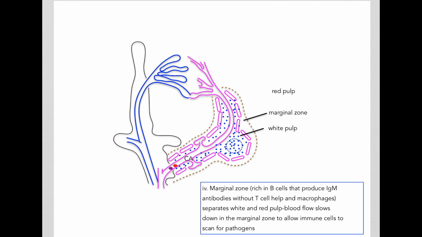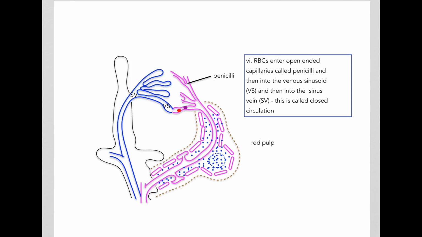So as the blood flow approaches the marginal zone area, the blood flow slows down, and the slowing down of the blood flow in the marginal zone allows these immune cells to scan for pathogens in the bloodstream. Now, after going through the central arteriole, the red blood cells will enter these open-ended capillaries that are called penicilli.